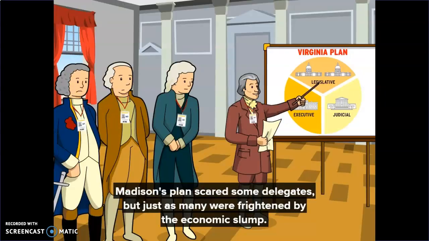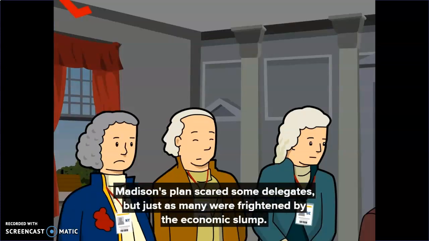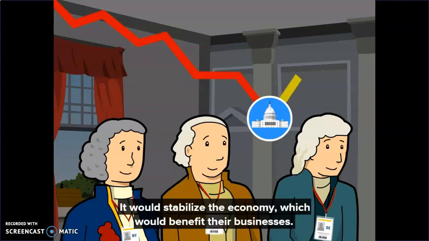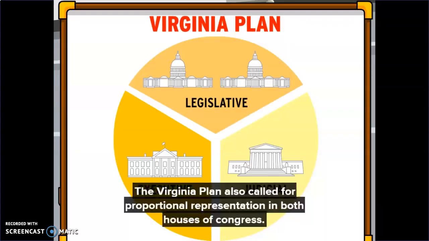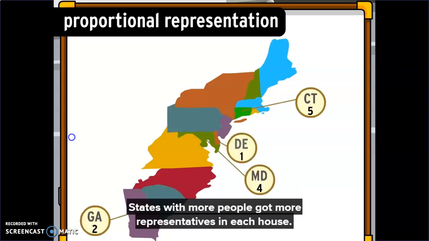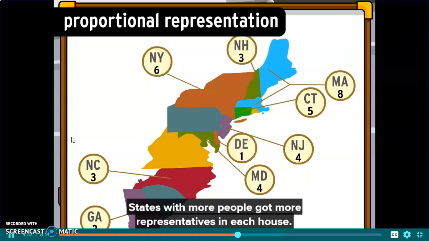Madison's plan scared some delegates, but just as many were frightened by the economic slump. They were wealthy men who tended to favor a powerful government. It would stabilize the economy, which would benefit their businesses. The Virginia Plan also called for proportional representation in both houses of Congress. States with more people got more representatives in each house.